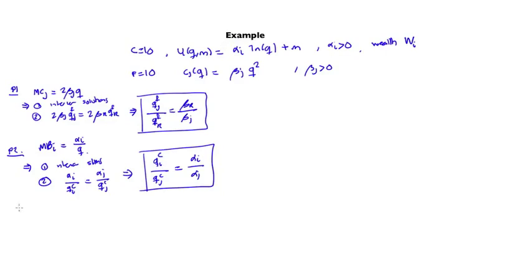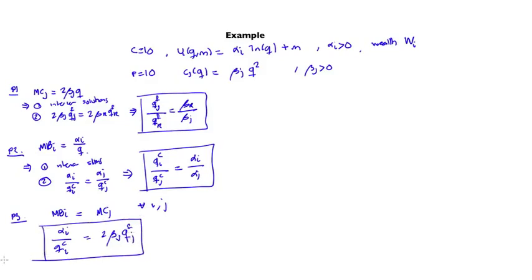Now the third property is going to tell us, since we know that we are at an interior allocation, that the marginal benefit of i has to be equal to the marginal cost of j for all i and j. If we substitute, we can do it for any i and j, but let's do it for any firm j. α_i divided by q_i^c has to be equal to 2β_j q_j^f. That is going to hold for any pair of consumers and firms. So now we have derived the properties that have to be satisfied, but we are not quite done computing what exactly is the Pareto optimal allocation. We need to do that next.